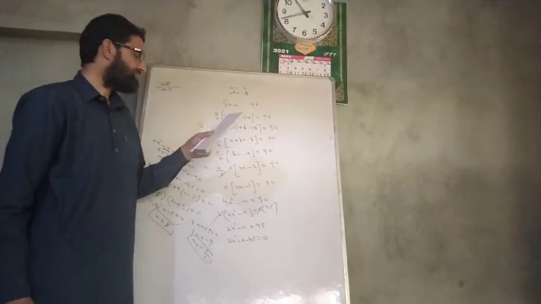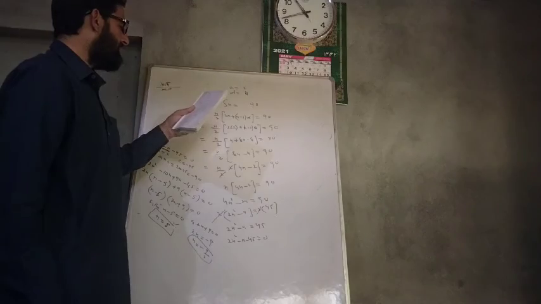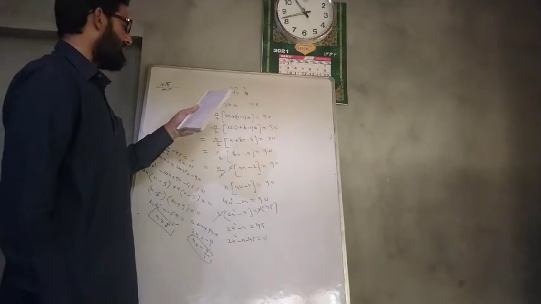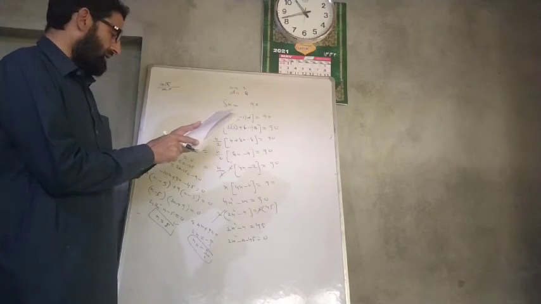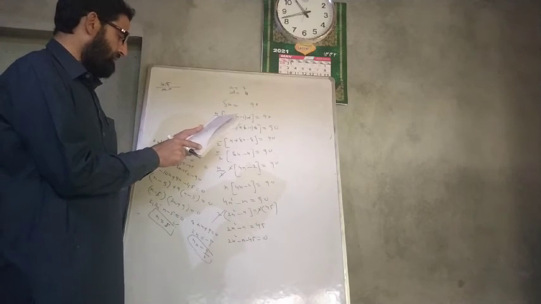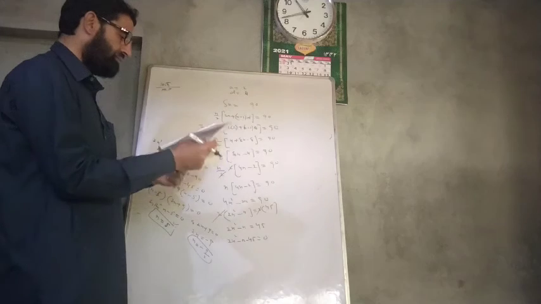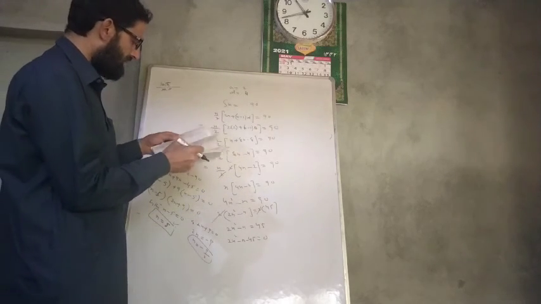What is n? What is our n? So n is equal to 5. This was part number six.